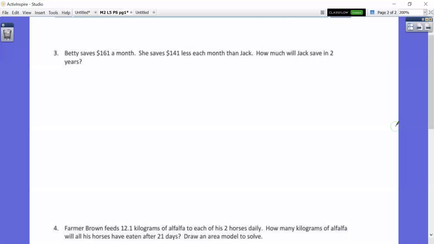All right, let's do this first word problem only. So we're not gonna do 4. All right, Betty saves $161 a month. She saves $141 less each month than Jack. So she saves less than Jack. So let's go ahead and show what Betty saves a month.